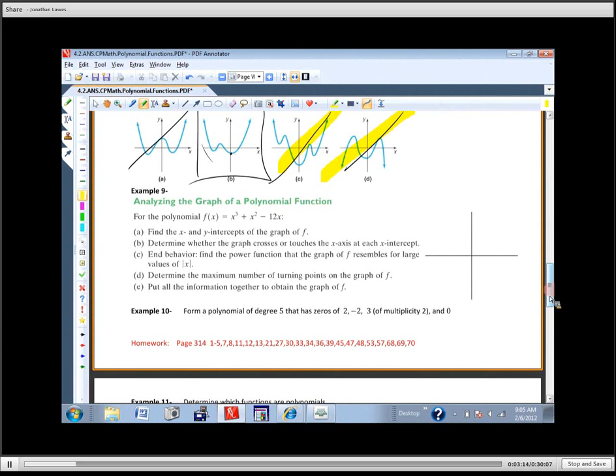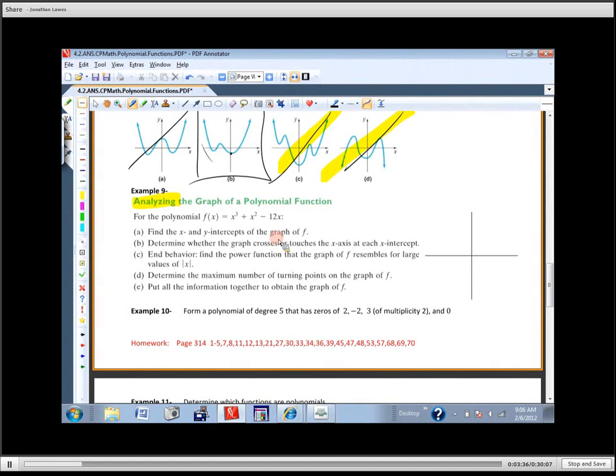Okay. So it says analyze the graph of the polynomial function. So when we say analyze the graph, what we mean is figure out everything you can about it. What's the overall shape? What are the intercepts? Can we label some points? You know, and get a decent graph of that. It says find the x and y intercepts of that graph. So let's take a look here.